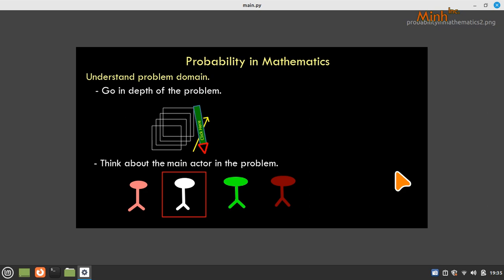Think about the main actor in the problem. There can be many actors in the problem. One actor will carry the key. That is the guy who will create the problem, who will make you understand the problem space. So the problem space needs to be thought through; give as much time as possible and go in depth of the problem.